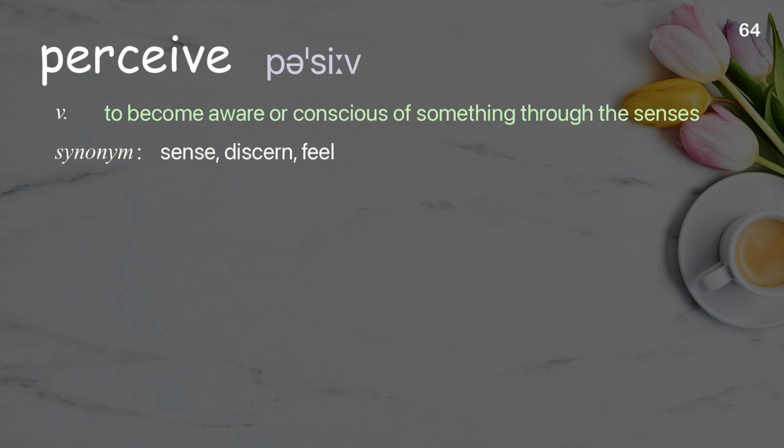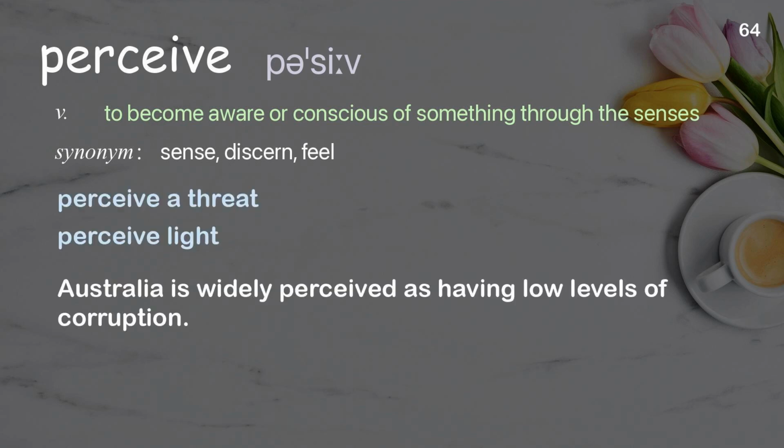Perceive: To become aware or conscious of something through the senses. Examples: Perceive a threat. Perceive light. Australia is widely perceived as having low levels of corruption.